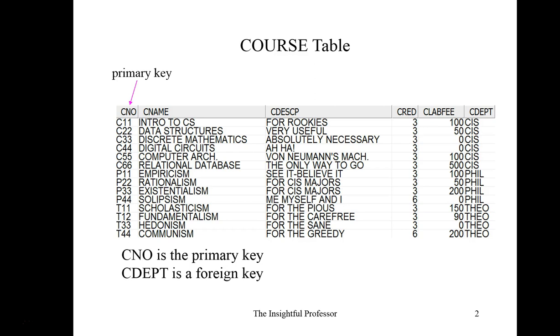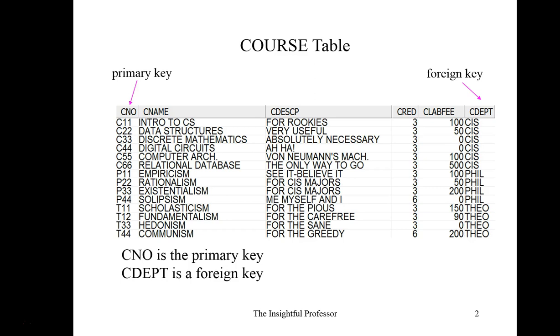Next, we focus on a column called C department. This is called a foreign key. This is how the relationship between one table and another table would be captured by using a foreign key. In this case, the course table is related to another table, which we'll examine later, called the department table.